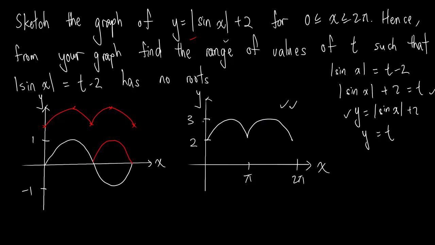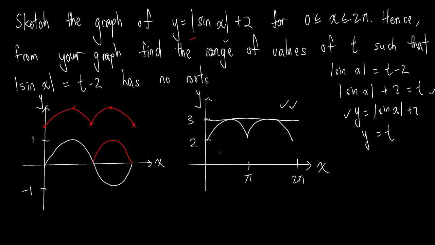Let's say we assume t is equal to 3, which means that your y will be a constant, and you will have a horizontal line like so. And this line will touch the curve at 2 points. Okay, so in this case, we still have roots. So t cannot be 3, okay?